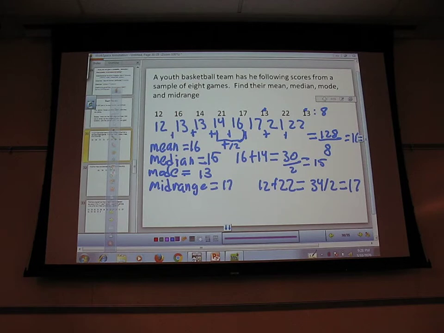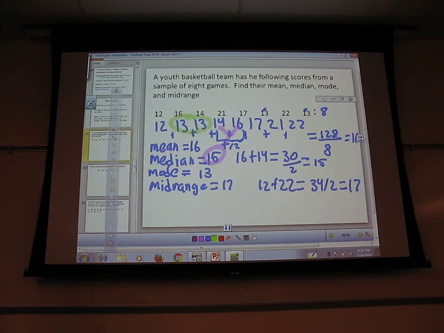My median, I took the center 2 numbers because it was 2 instead of a singular one. Added them and then divided them by 2. So that gave me 30 divided by 2, which is 15. And then for my mode, the only one that was repeating in this case was number 13. So that's all I wrote down. Number 13 was the mode.